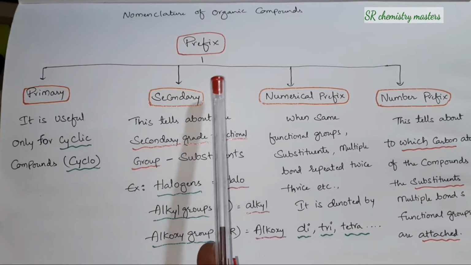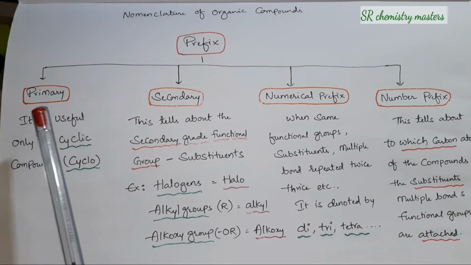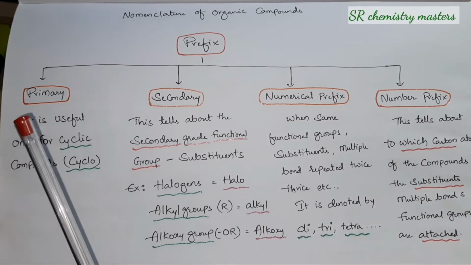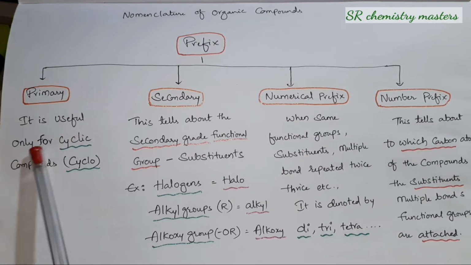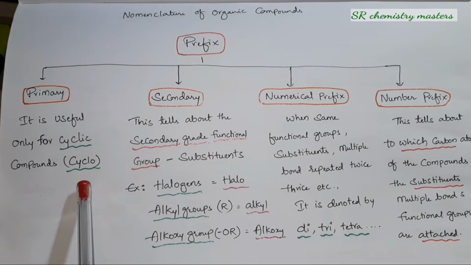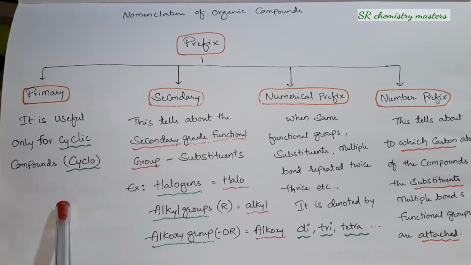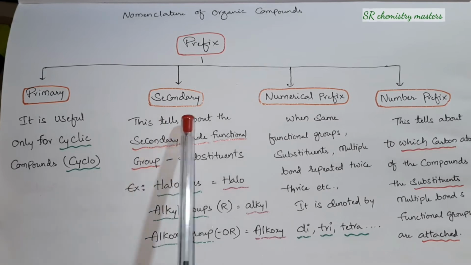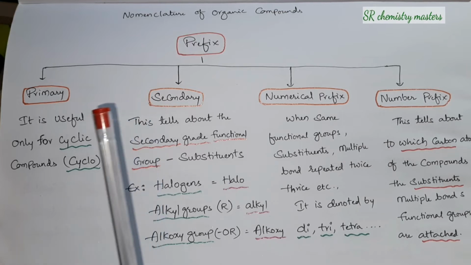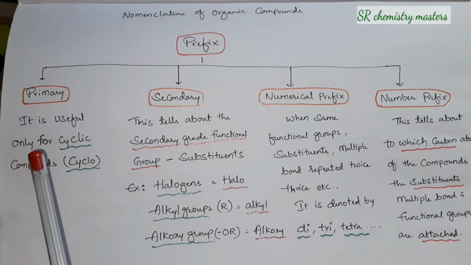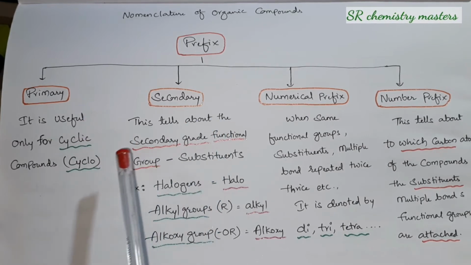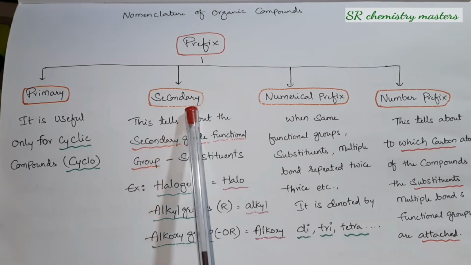When it comes to the prefix, as we said, prefixes are mainly 4 types: primary, secondary, numerical prefix and number prefix. Primary prefix is used only for cyclic compounds. If we have a cyclic compound, we are going to use the prefix cyclo. Secondary prefix tells about the secondary grade functional group. If there are two functional groups present in a molecule, the first one is considered as suffix and the second functional group is considered as secondary prefix.